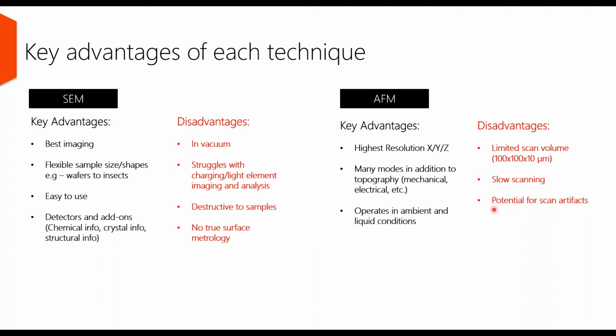And the last is the potential for scan artifacts. Because we're scanning with a sharp tip, you might pick something up, or the tip might get blunted, and then the shape of the feature you're trying to image will look different.